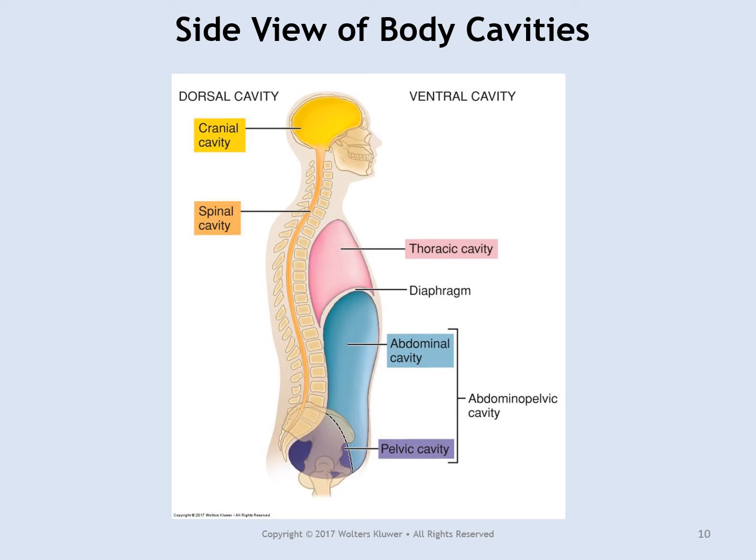This is a representation of the cavities. There's the cranial cavity up top, the spinal cavity running down the back, the thoracic cavity that is above the diaphragm containing the lungs and heart. There is the abdominal cavity below the diaphragm containing your organs like the stomach, the intestines, the liver, the kidneys, and then the pelvic cavity down below that, nestled within the pelvic girdle, and as mentioned before, often combined into the abdominopelvic cavity.